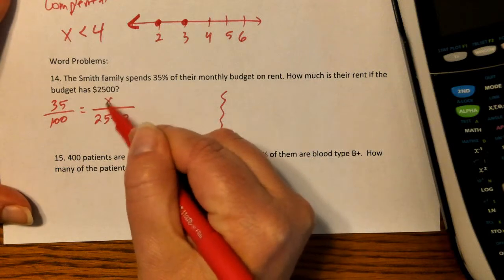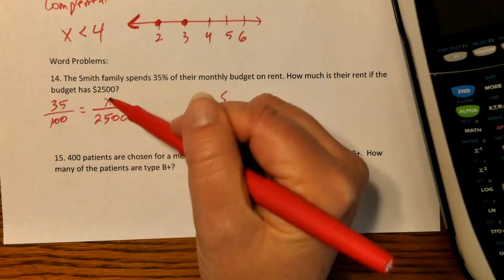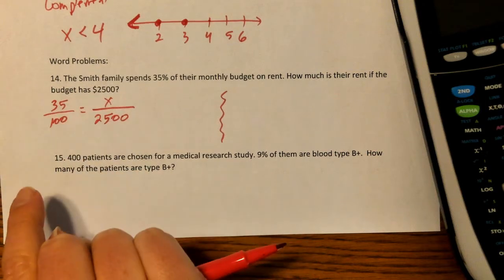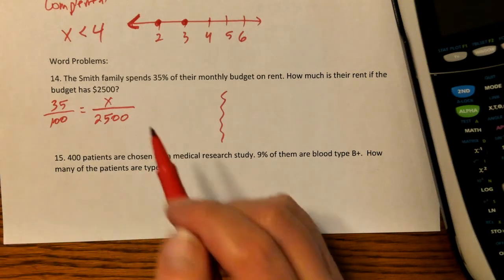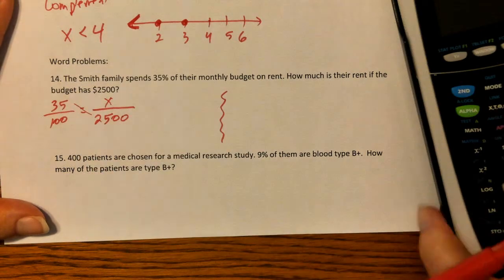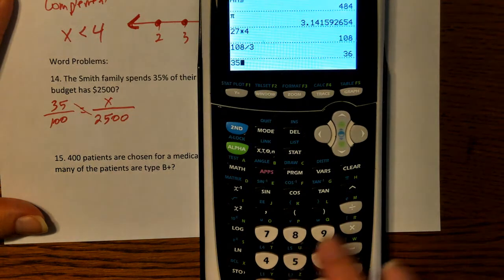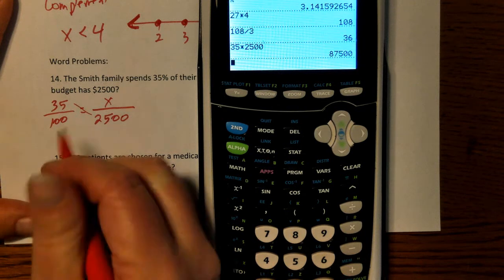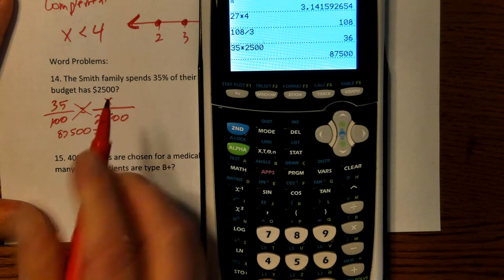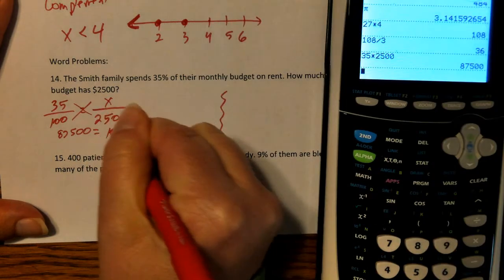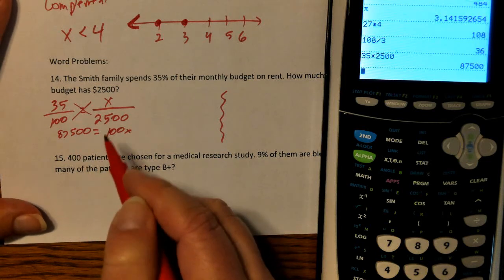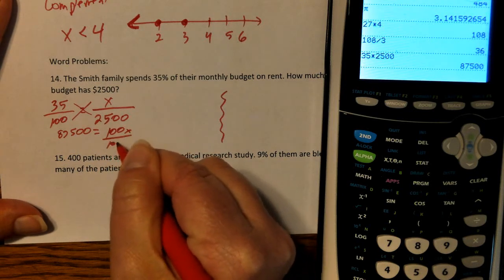So we need to see what equivalency would go right here where I put the X, so that this relationship is maintained through both fractions. In order to solve a proportion, we can cross multiply. So 35 times 2,500, which is 87,500, has to be equal to 100 times x. When we cross multiply, those two sides have to be equal to each other. So now I can solve this equation for x. I'm going to divide both sides by 100.